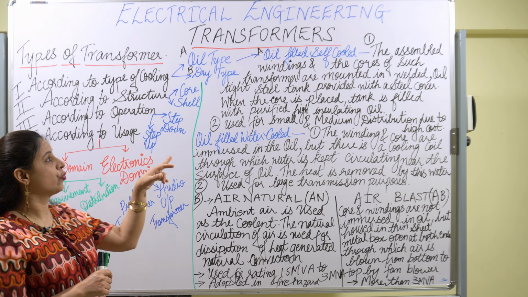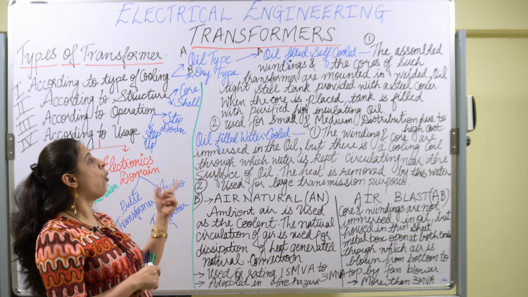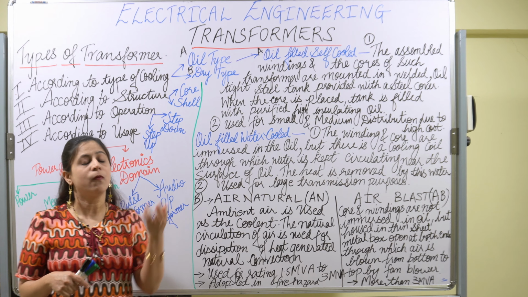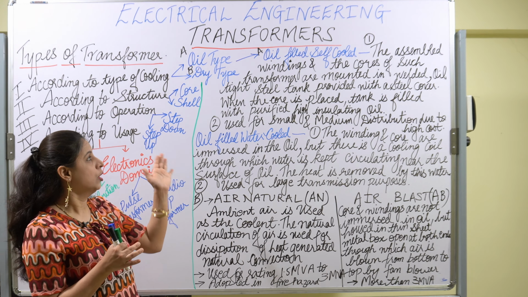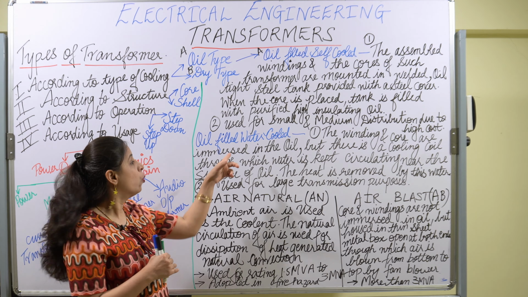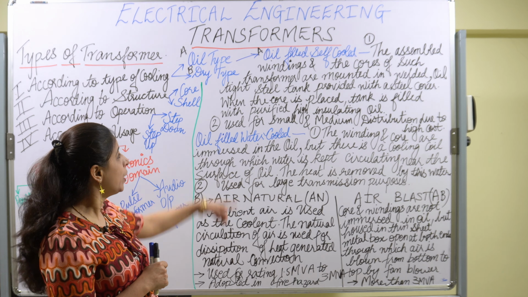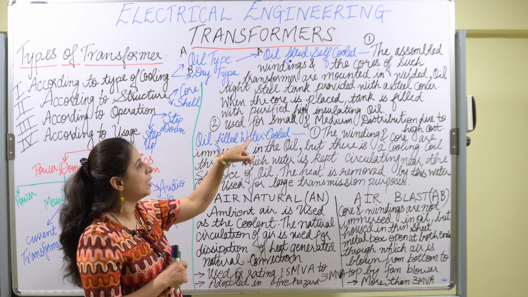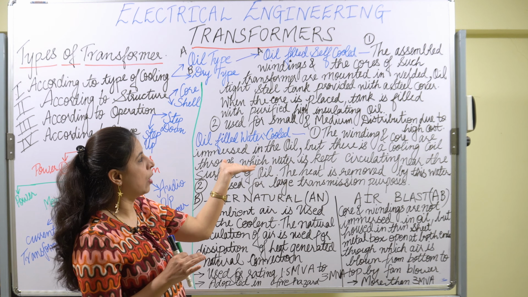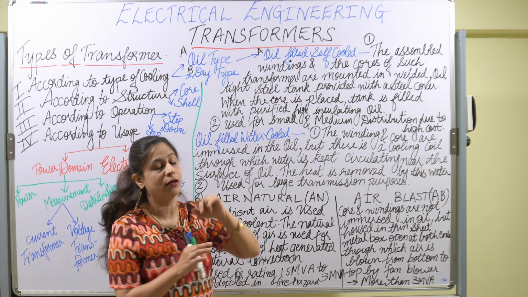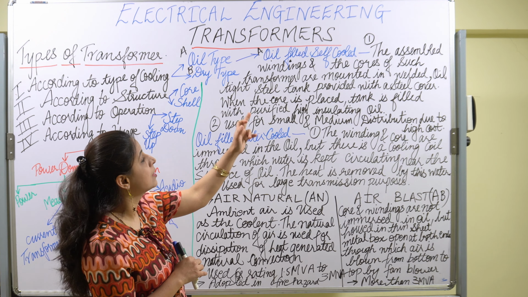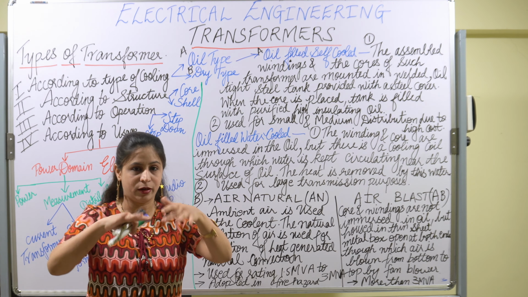Oil type transformers are again divided into two types: oil filled self cooled and oil filled water cooled. In the oil filled self cooled, the assembled windings and the cores of such a transformer are mounted in a welded oil tight steel tank. They are mounted in a steel tank and they are welded, then provided with a steel cover on the outer side.